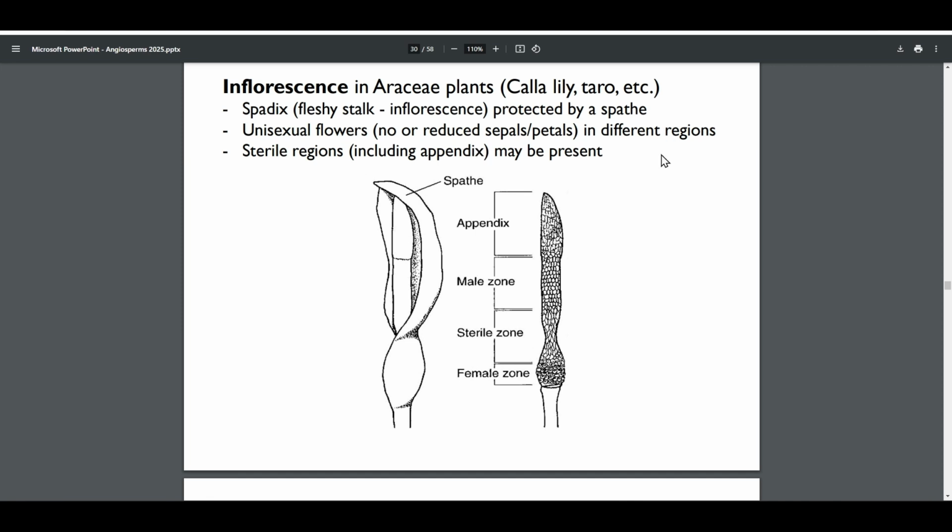All right, so in different regions, they may have sterile regions. So there's the appendix and the sterile zone. These are parts that do not have any, or are incapable of, reproduction.